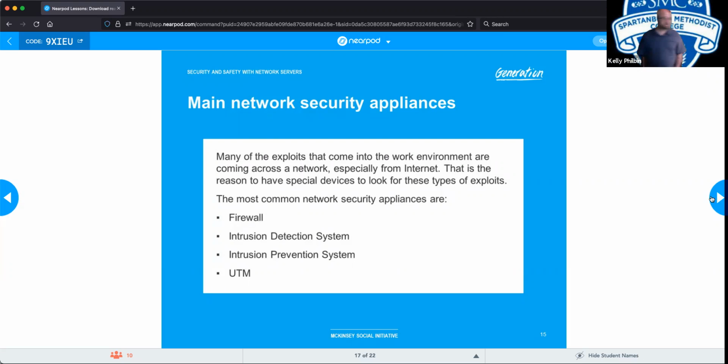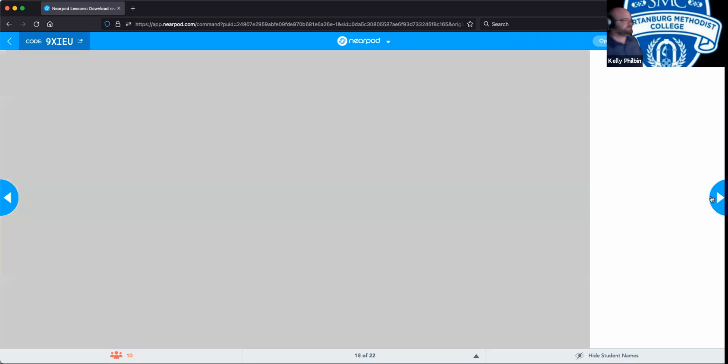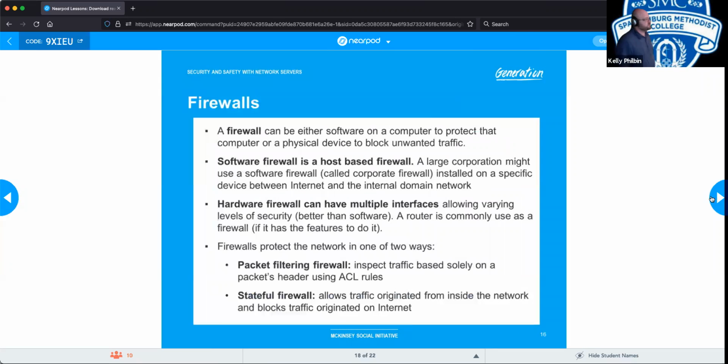Now we need to talk about intrusion detection systems and intrusion prevention systems and a UTM. What exactly is a UTM? So firewalls can be either software or hardware. Hardware is the most robust security. Software is not as secure, but you can create a layered approach.